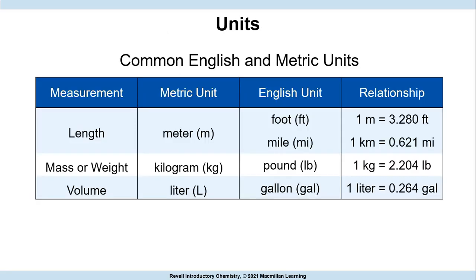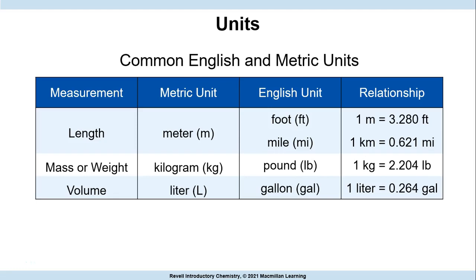So now let's look at the units. We are going to look at two types of units here, which are the English and the metric units. For the measurement of length, we are going to see the metric unit and the English unit. America, the United States, uses the English units, and in the scientific world, we use the metric units.